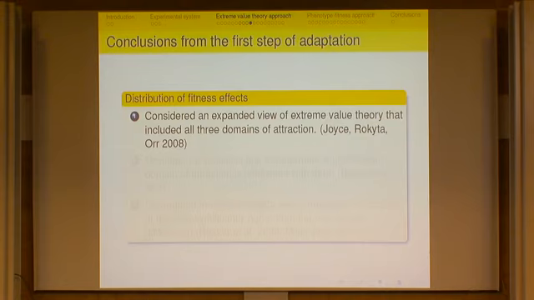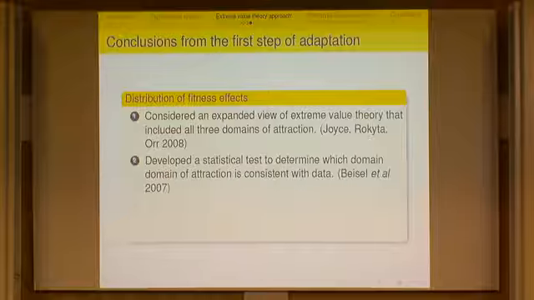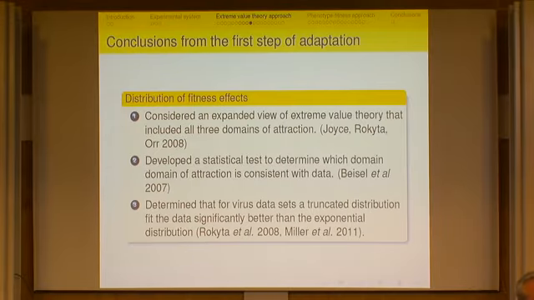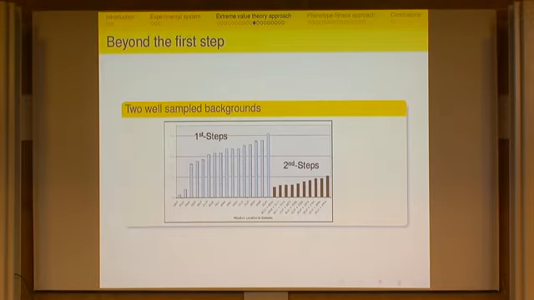So here's where we were at that point. We considered this expanded view of extreme value theory, rather than just the exponential. We looked at what we call the generalized Pareto distribution. We got a better view of how it might work. We developed the statistical theory, and we were able to fit our phage data to it and decide that at least for phage, the truncated distributions are better. And that's where we were.